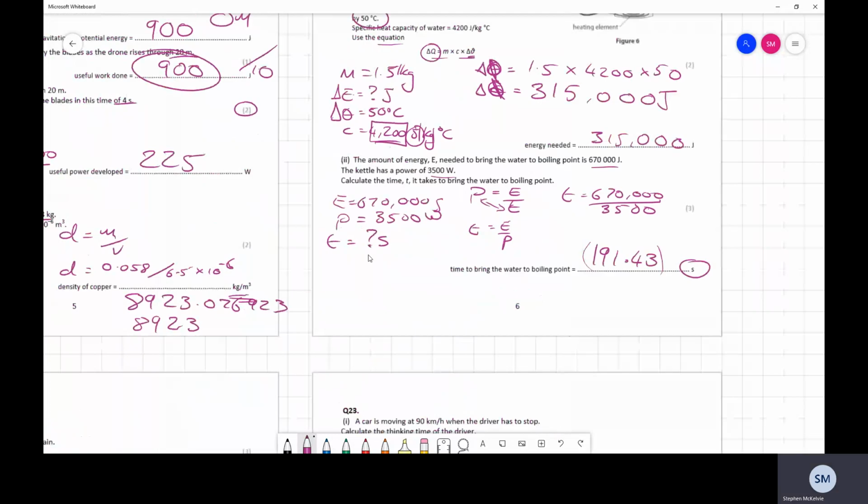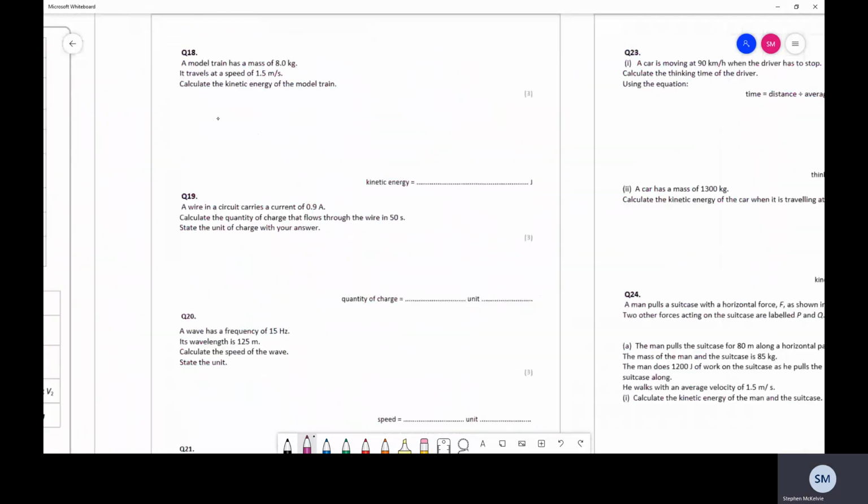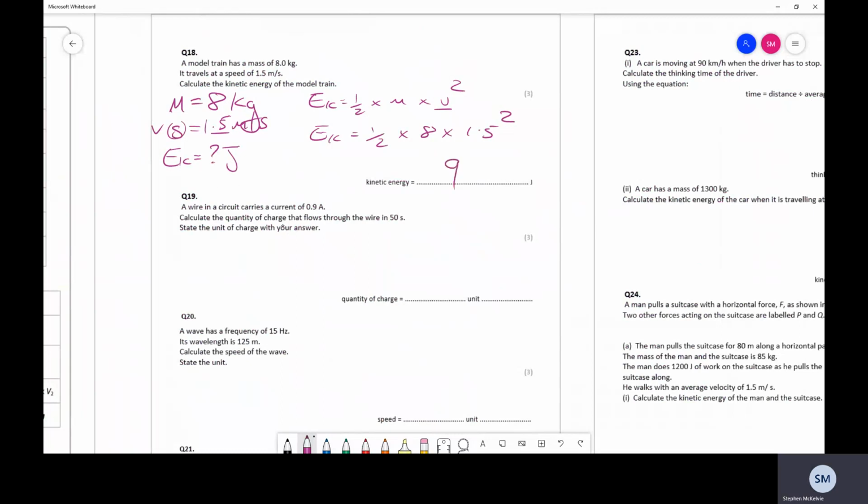A model train has a mass of 8 kilograms. It travels at a speed of 1.5 meters per second. Calculate the kinetic energy of the model train. EK equals, I don't know how many joules. So instead of speed, we're going to write velocity. EK is equal to 1/2 times mass times velocity squared, because I'm going to write down my equation every time. EK equals 1/2 times 8 times 1.5 squared. Really important that we square that number. It's a very common mistake to not. 0.5 times 8 times 1.5 squared equals 9. My kinetic energy is 9.